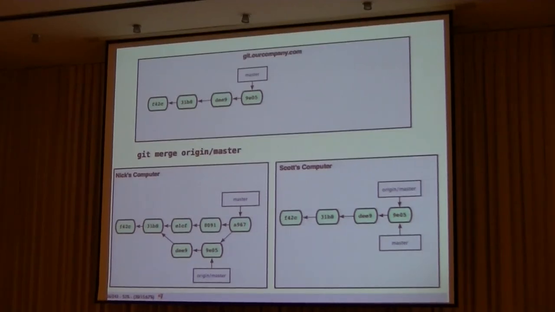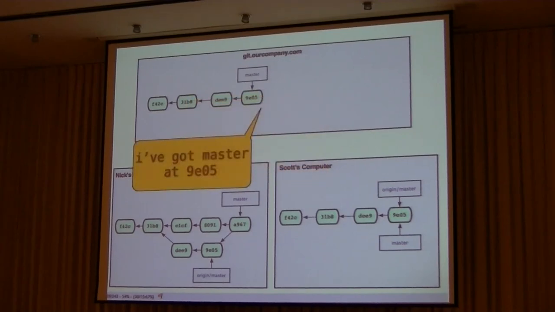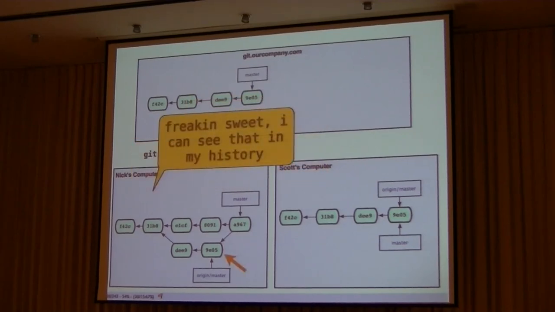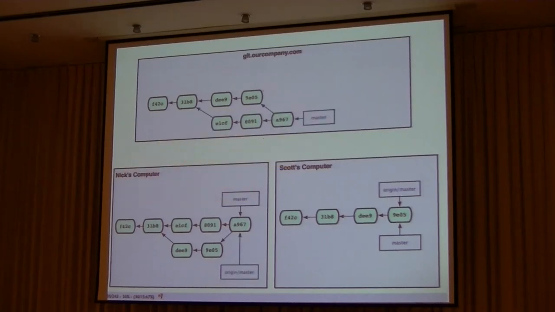And then when you try and push again, the same conversation happens, right? Okay, I want to push some stuff, I've got master at this. I can see that now, right? If I walk through my parents, I can now see that in my history. So it's cool. Now you can push, right? And so it takes the difference, moves the objects that aren't there up, and then once that's done, moves the master branch. So that's the communication that happens.